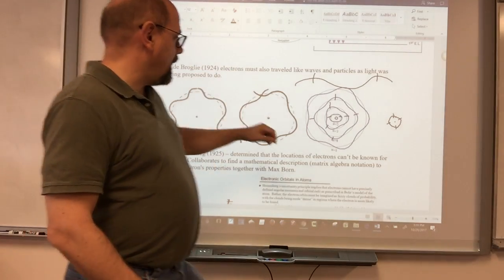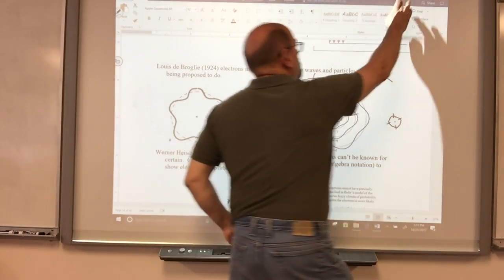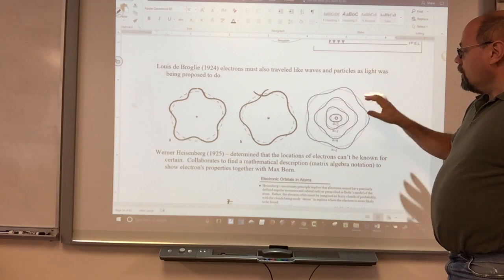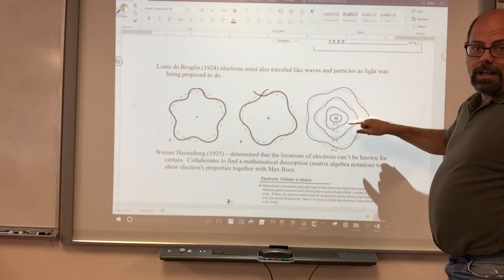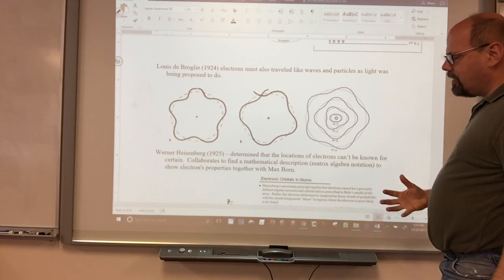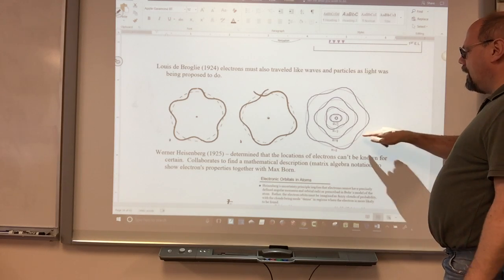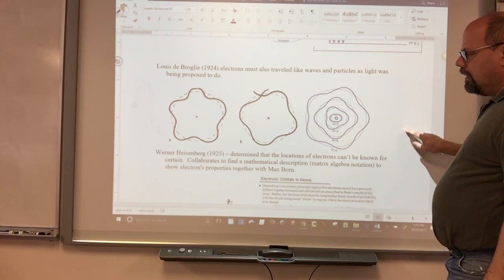And then there's some mathematics that implies that only certain size circles would allow an electron, which has a wave nature to it, just like light had a wave nature to it, would be allowed, and then anything in between was not allowed.